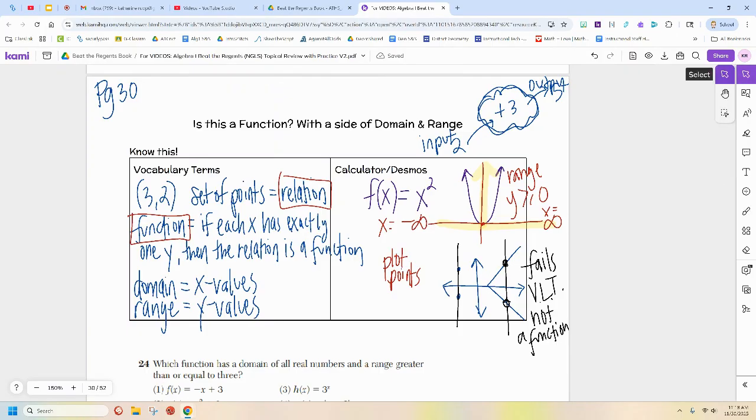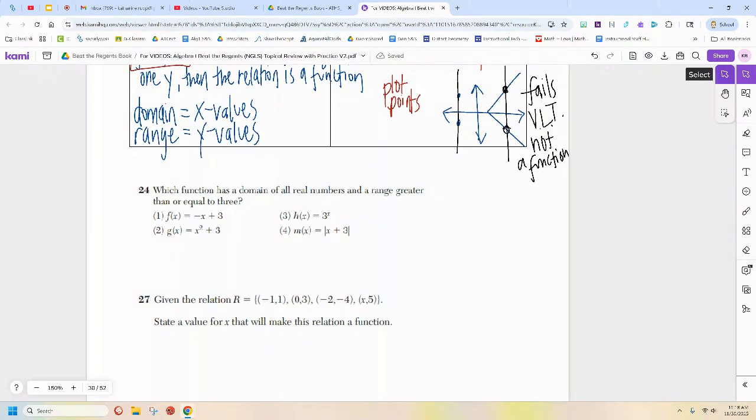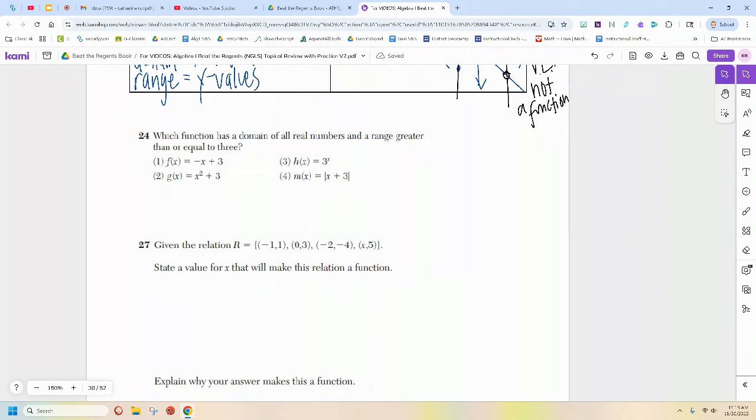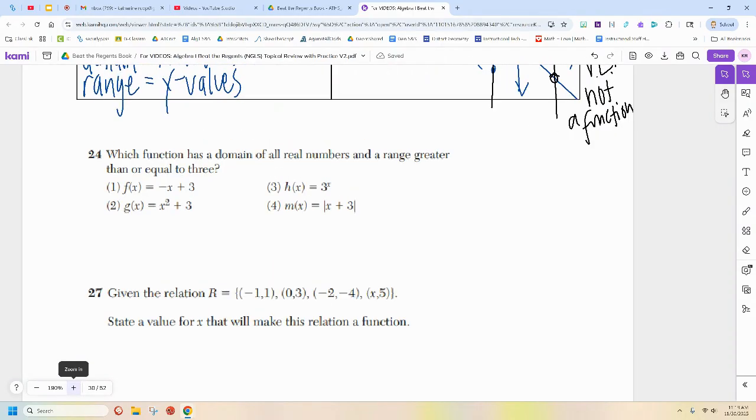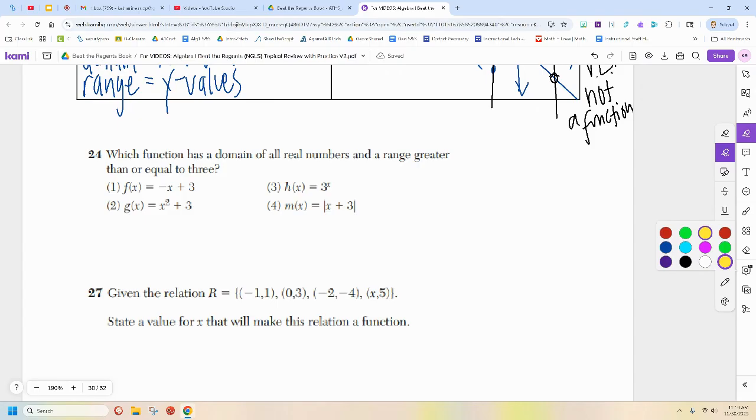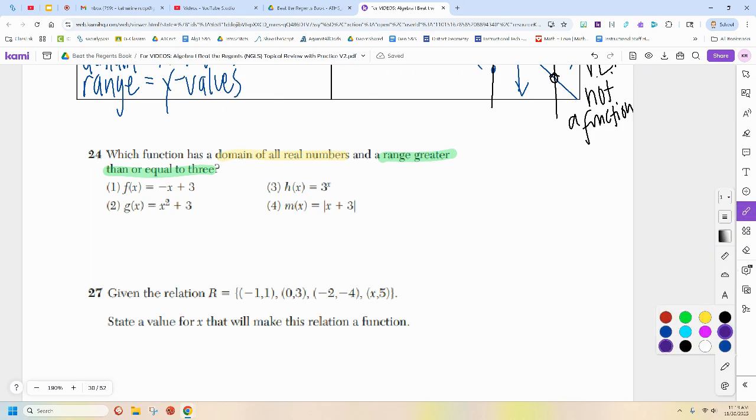All right, let's look at a couple questions and put them to the test. Okay, here we go. Question number 24. Which function has a domain of all real numbers and a range greater than or equal to 3? So a couple things we're going to do first. Domain is X and range is Y.